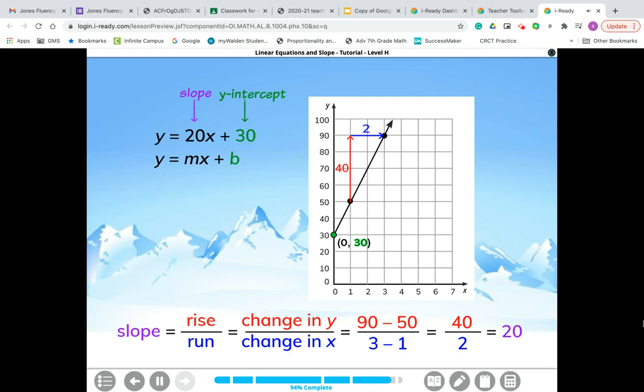So we have part of the equation for this graph, y equals 20x. The graph intersects the y-axis at the point 0, 30. So the y-intercept is 30. So, we can write the equation of a line if we have its graph. That's pretty chill.